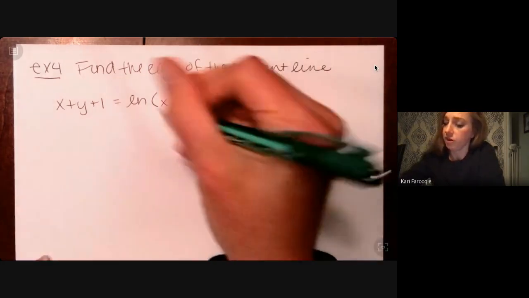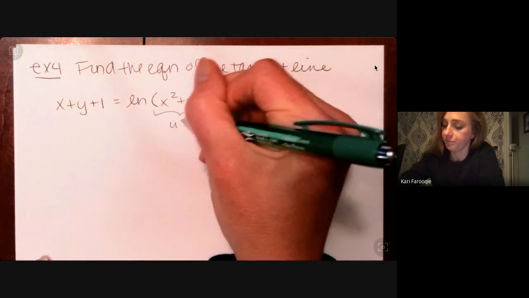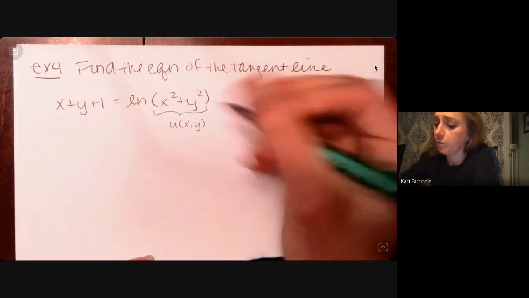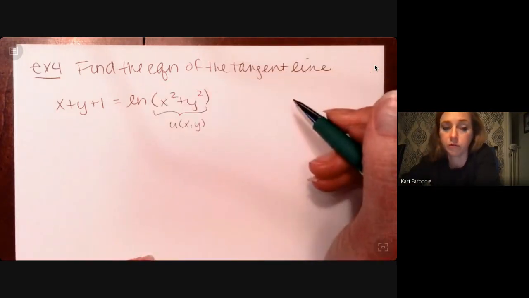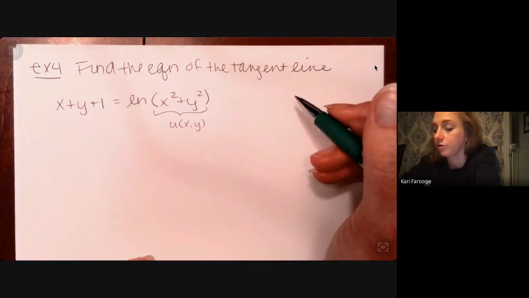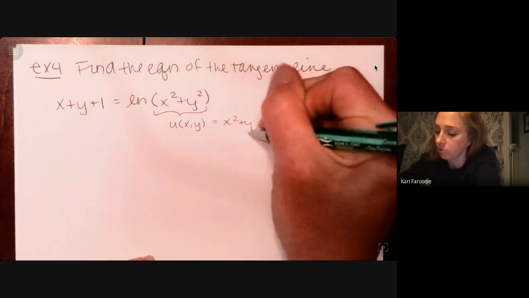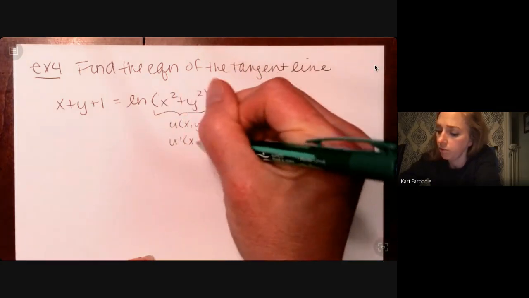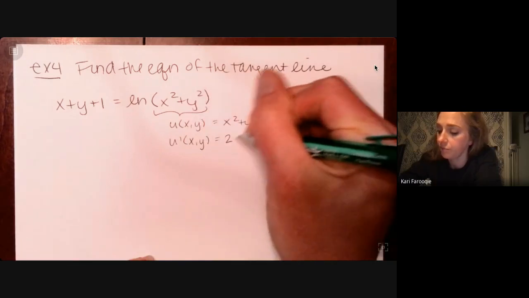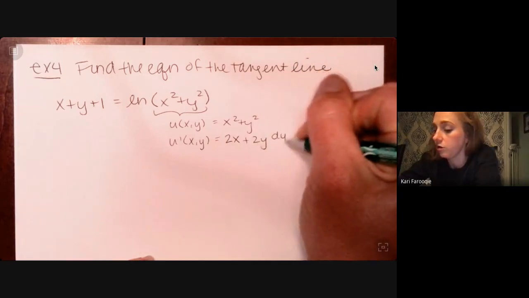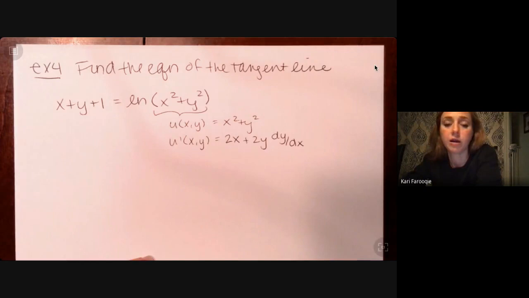Let's go ahead and just kind of set this up. This is our function u in x and y. And we know that the derivative of the natural log of u of x normally is u prime over u. So we have u of xy being x squared plus y squared. And then u prime of x and y will be the derivative of each one of these terms. So 2x plus 2y. And don't forget, when you're taking a derivative, you must tag on your y variables dy dx. You didn't need to do that here because you didn't actually take a derivative here.